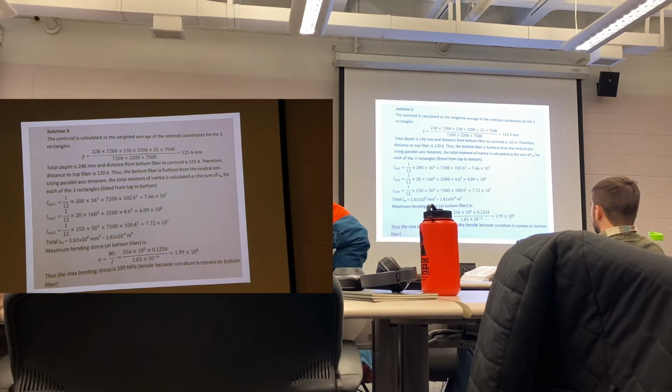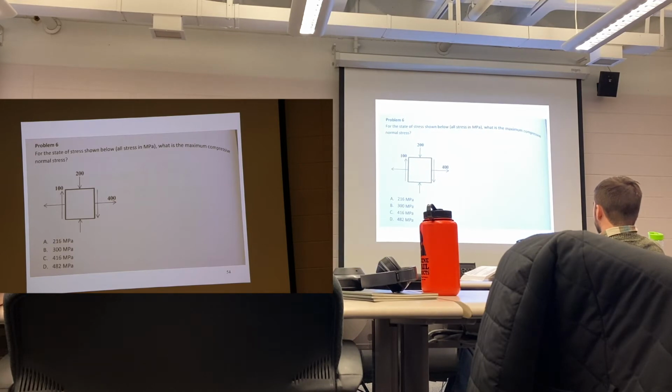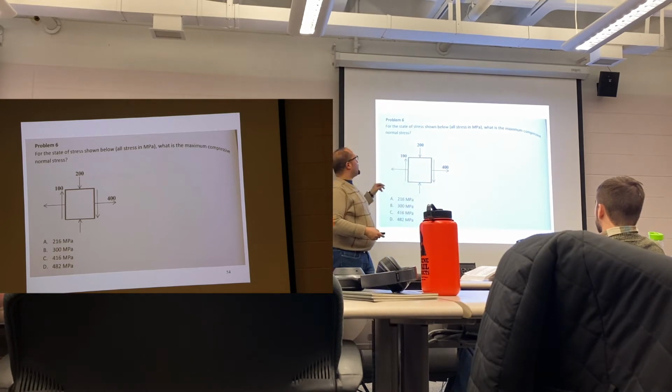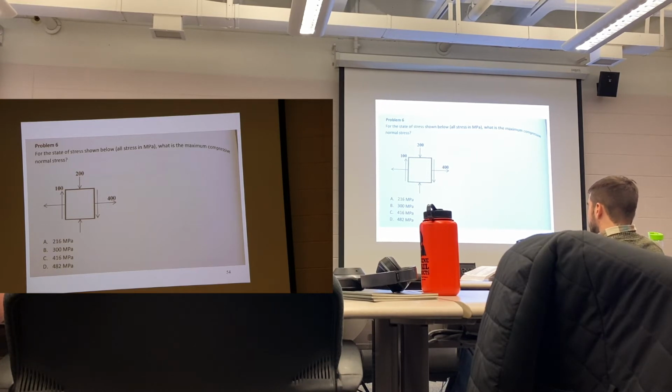Correct. Another Mohr's circle problem. This is a flawed drawing because you have other 200s here and there; this is just like a sketch. For the state of stress shown below, all stress in megapascal, what is the maximum compression normal stress? This is basically asking for sigma minimum. Since you have 200 compression and 400 tension, sigma maximum is tension and sigma minimum is compression. So now we are asking for the actual sigma minimum.